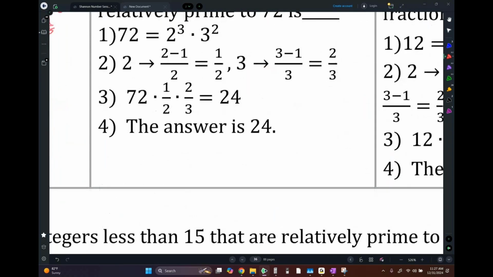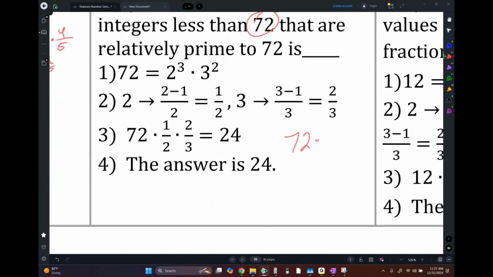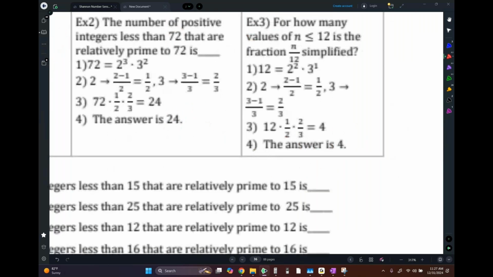All right, let me do it again. 72. 72 is made up of 2s and 3s, right? Put 1 less. Half of 72 is 36. 2/3 of 36 is 24. Yay. Math easy. Okay?